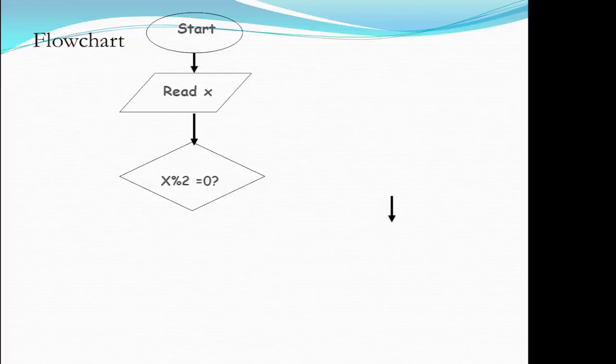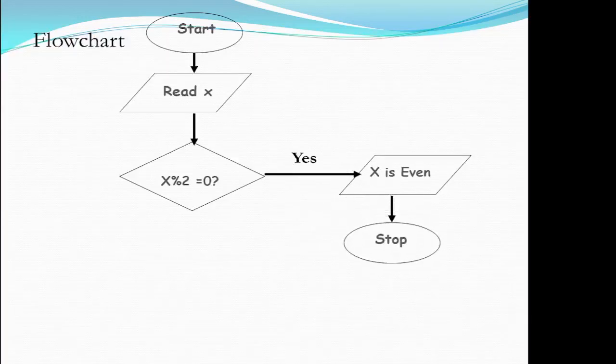If it is yes, without remainder, the program flow is going in this direction. It is even, x is even, then stop, we finish. But if it is no, then.